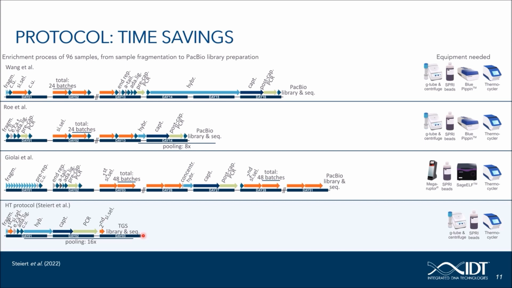In terms of multiplexing, with our protocol we can achieve 16x multiplexing, compared to just 8x multiplexing in another protocol. Moreover, the requirement for capital investment is also reduced, because we don't need any device for electrophoretic size selection to prepare samples according to our protocol. It's simply a centrifuge, SPRI beads, as well as a thermocycler.